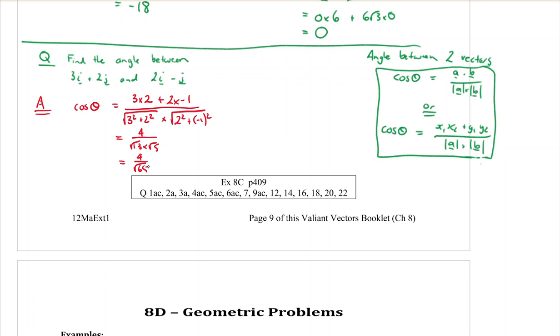That's still cos theta, so you would then need to inverse cos to get the theta by itself. You will inverse cos that fraction, and it depends on the question. Sometimes they will say to the nearest degree, sometimes they'll say to the nearest minute. I made up this question, so I'm going to do nearest minute, so 60 degrees, 15 minutes. Okay?